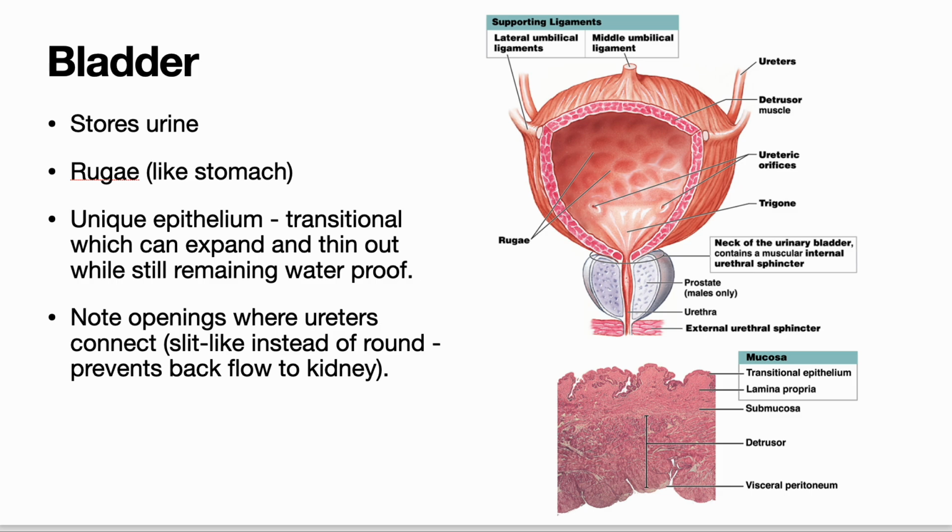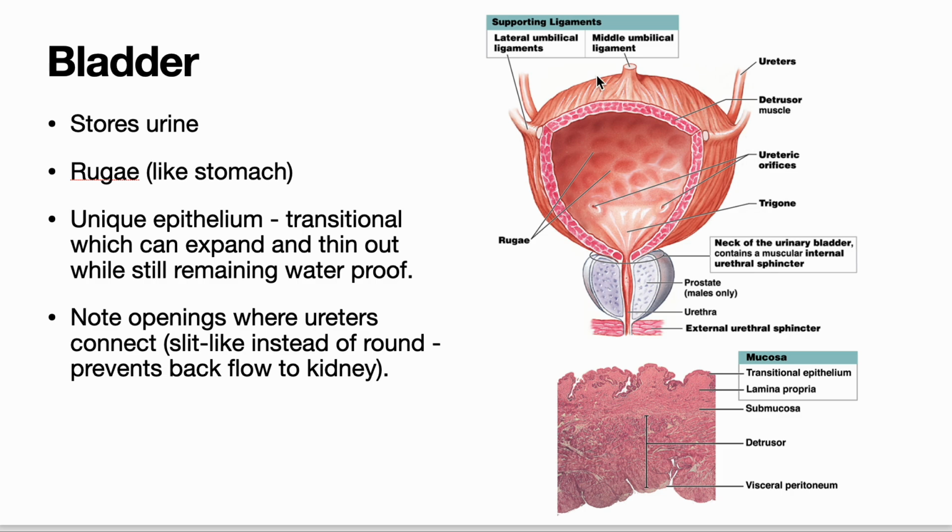Again, it's going to have that transitional epithelium that I just spoke about, capable of expanding and getting thin, but still remaining waterproof. You'll notice that the ureters actually come in at the bottom, which is maybe not intuitive, but as a result of them being towards the bottom of the bladder, they have these unique slit-like openings instead of round openings, and that's important because it helps prevent the backflow of urine as it fills the bladder from backflowing back into the ureters and up towards the kidneys, which would put pressure on the kidneys.